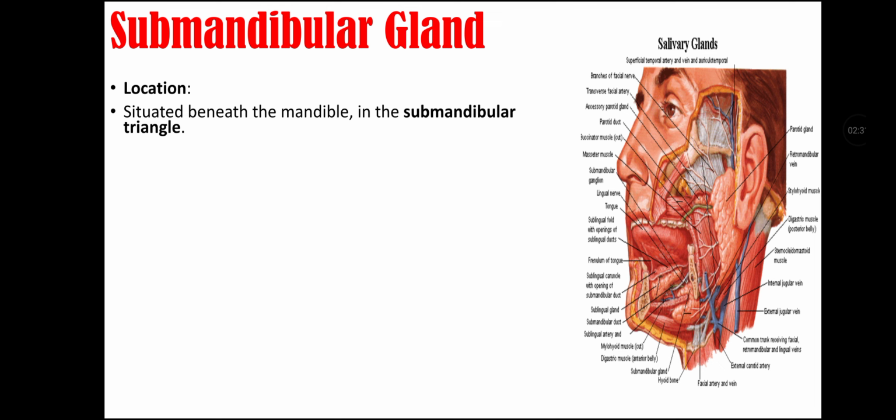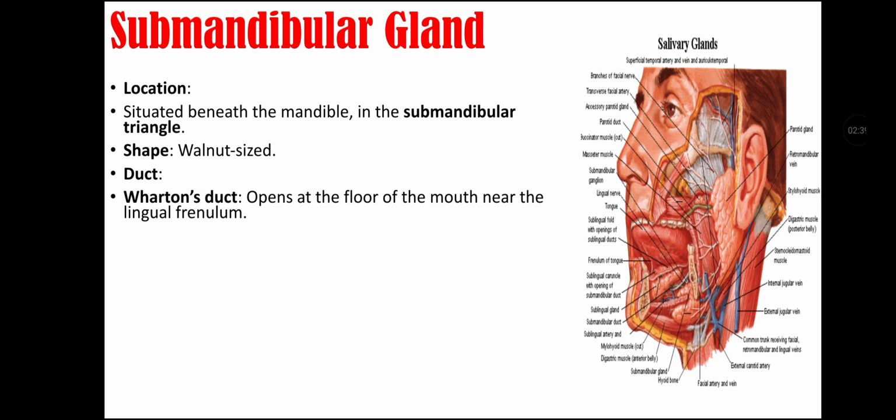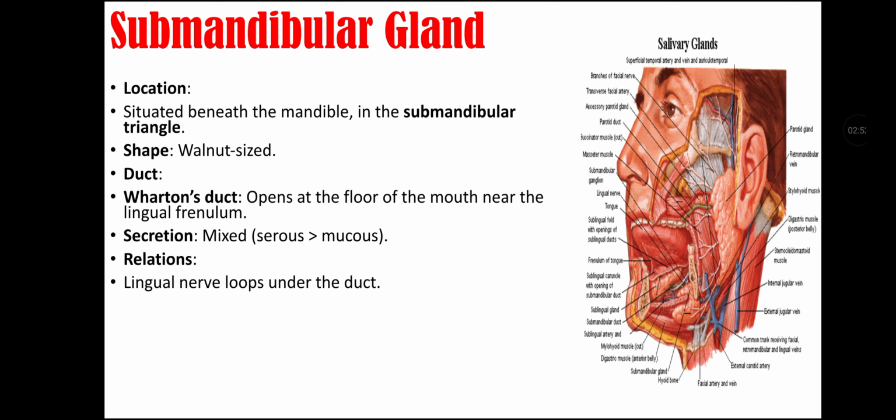Next, the major salivary gland we have is the submandibular gland, that is situated beneath the mandible in the submandibular triangle. It is a walnut-sized gland, and its duct is called Wharton's duct, that opens at the floor of the mouth near the lingual frenulum. Its secretion is mixed, but has more serous secretion than mucous secretion. Its important relation includes the lingual nerve, which loops under the duct of the submandibular gland.